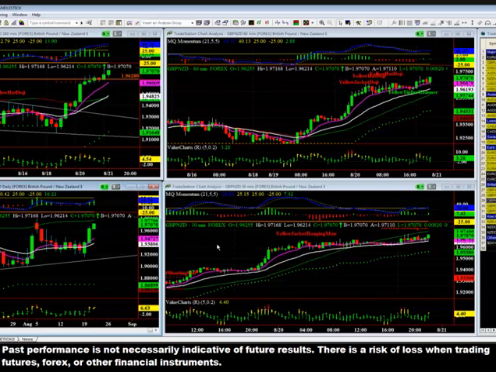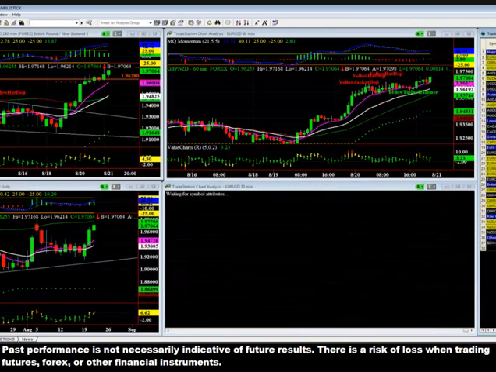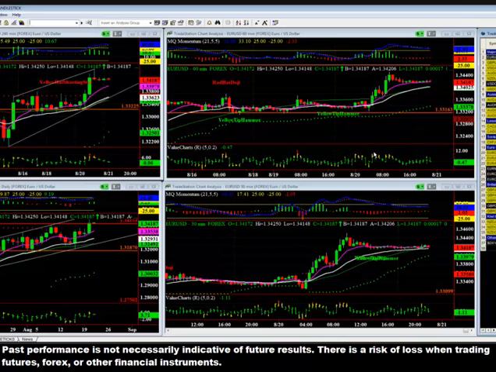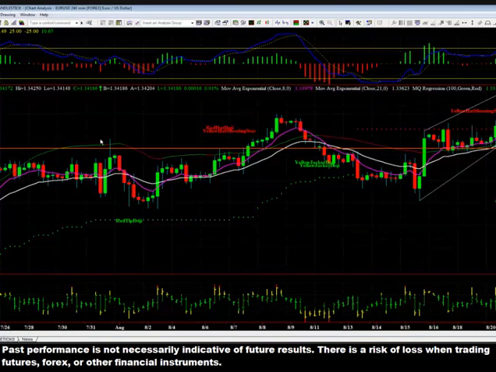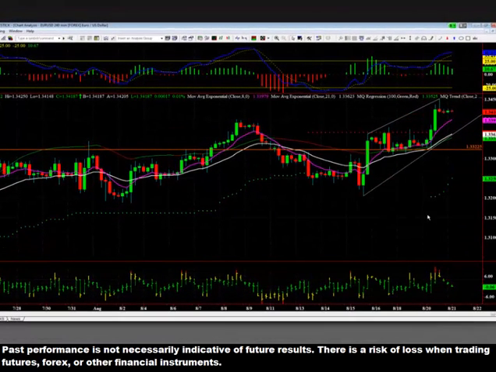All right, good deal. So we'll go to the euro US dollar here, and I'll show you how I utilize some of these. We'll take a euro US dollar here on a 240-minute chart. Let me disable a couple things here. Get rid of this indicator.